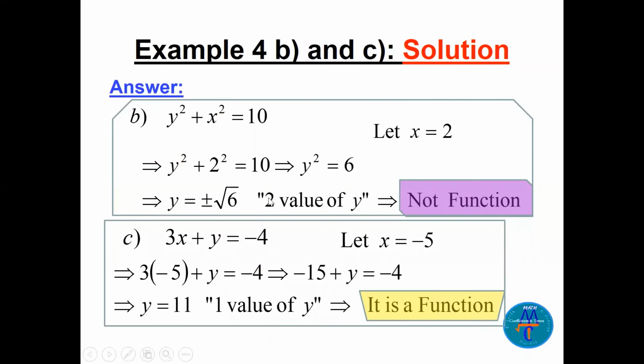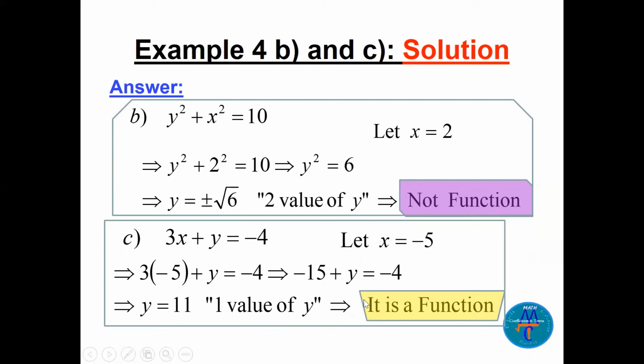Second one, let x equal 2 or minus 1 or 7, whatever the number there. So put it here: 4. So y squared will be 6. So we have 2 values for y, which means 2 images. So it's not a function. So the circle is not a function. This is a straight line.